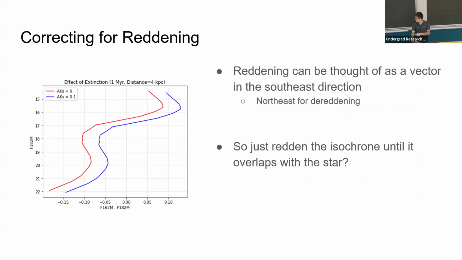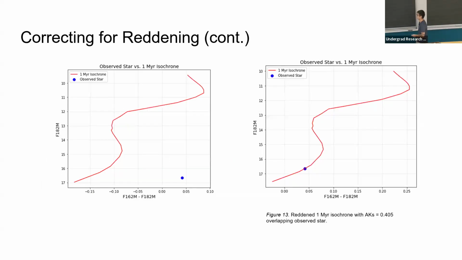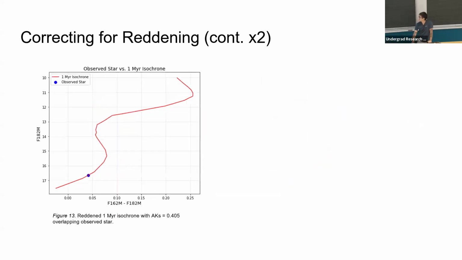So ideally, if reddening moves the isochrone down and to the right and the point is down and to the right, we'll just add some reddening. Okay, great. So now it looks like our star is 1 million years old with, I don't know if you guys can read that, 0.405 magnitudes of correction. Problem solved.